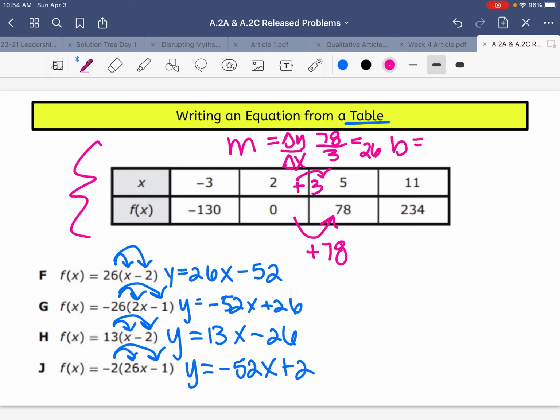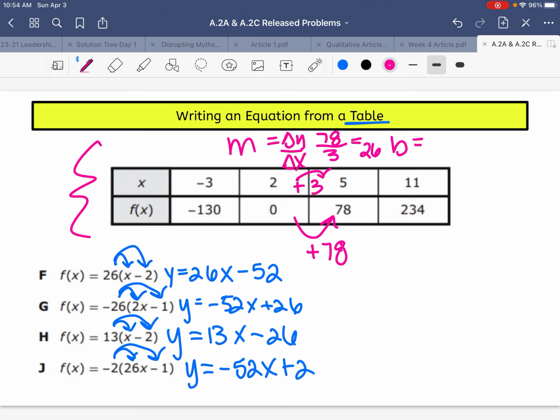I just want to take a moment to point out that I could have used any points on this table because they do have a constant rate of change or a slope. I chose to use 0 to 78 because it was simple, starting from 0, I knew the change.